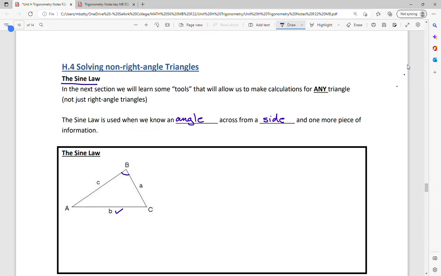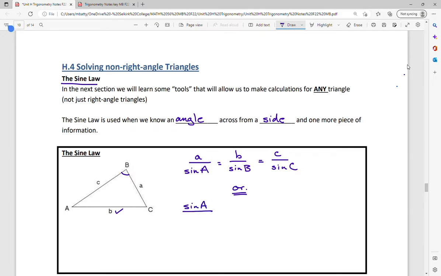So the sine law just says that there is a ratio between side A and the sine of angle A, or side B and the sine of angle B, or side C and, you guessed it, the sine of angle C. You can also, in your formula pages, find the upside down version of these.